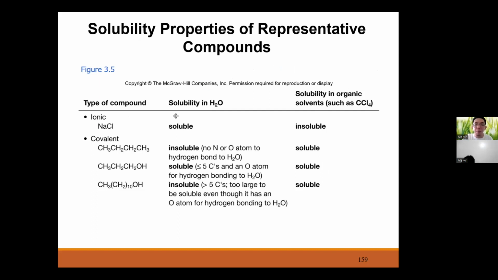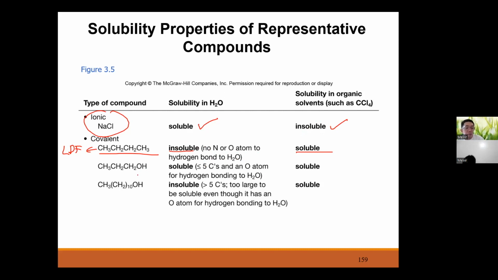So, solubility properties of representative compounds. Kapag ang IMF mo ay ionic, so ion sa ion, soluble sila usually sa water. Tapos kapag sa organic solvent, insoluble yan sila. So, what if you have a covalent compound? Let's say van der Waals lang, or London dispersion forces, like butane. Insoluble siya sa water because you don't have any nitrogen or oxygen atom to hydrogen bond with water. However, it's soluble in organic solvents such as CCl4 or carbon tetrachloride.